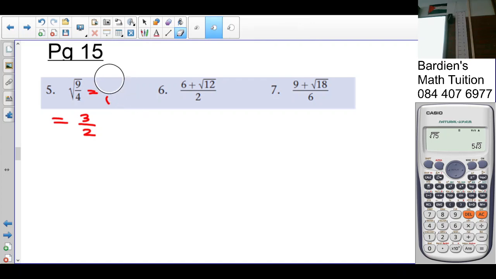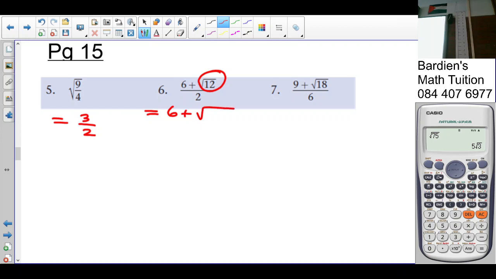Let's look at number 6. What do you think is going to happen here? We need to break up the 12. So it's going to be 6 plus... What is the largest possible perfect square that is a factor of 12? 4. So I write this as the root of 4 times 3. Remember 4 times 3 is 12. Over 2.